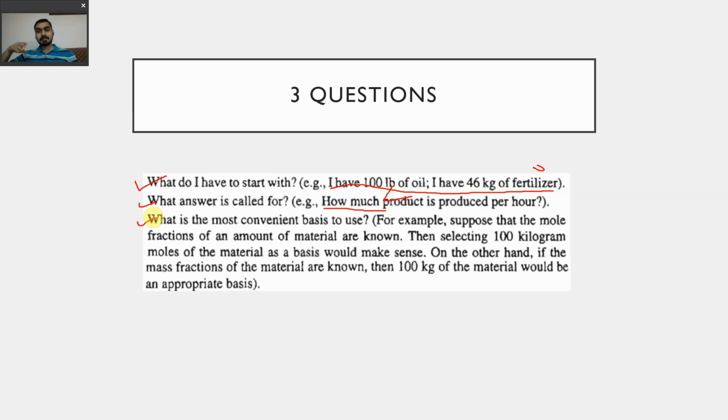Before going to the examples, let me tell you, in process calculation, if you are given any question, the first line you should write is basis. The first line of your answer should start with basis dash. I will explain the dash by looking at the examples.